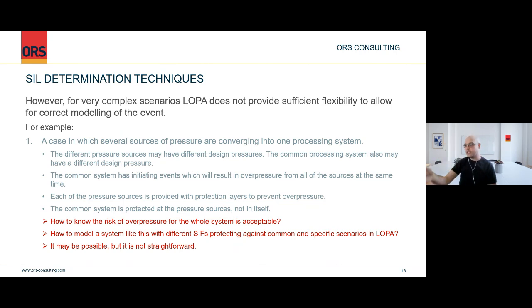So how do you model a system like this, with different safety instrumented functions protecting against common and specific scenarios, in a LOPA? I think I could think of a very complex way of doing it with a worksheet using the LOPA methodology, but it would take more time than doing the full tree, I believe, and it would probably get a worse result.